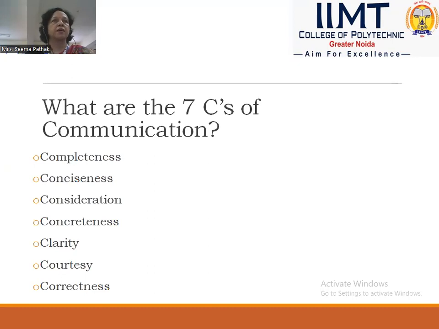Number 1, completeness. Your message should be complete. What you want to say should be complete in all form. Concise. Concise means very short, very crispy. Consideration, you consider what message you have to pass on. Concreteness. Concreteness means that whatever facts you have to pass on are in their concrete form.